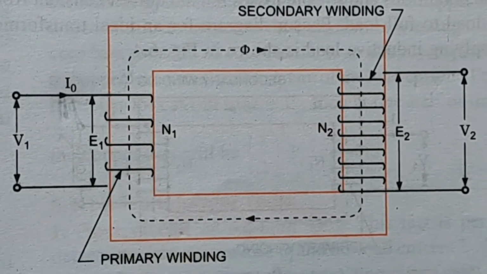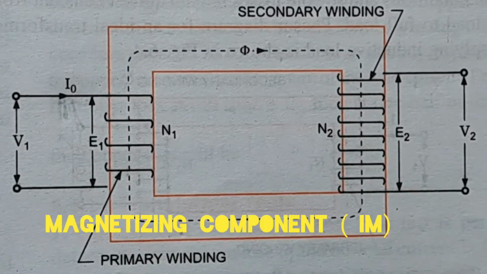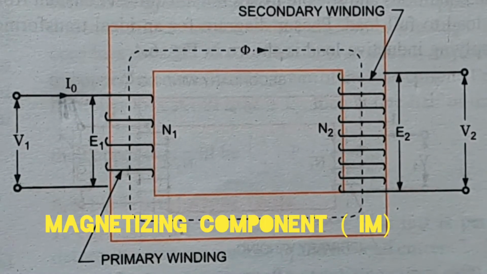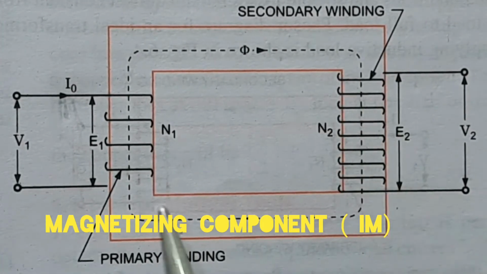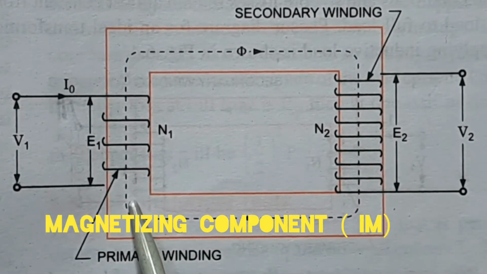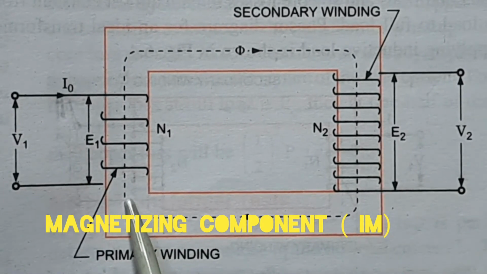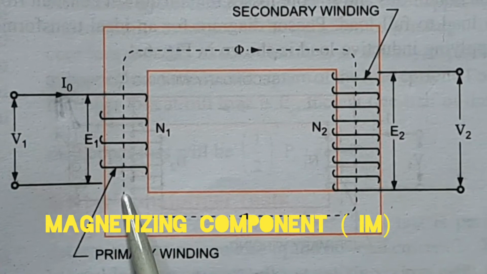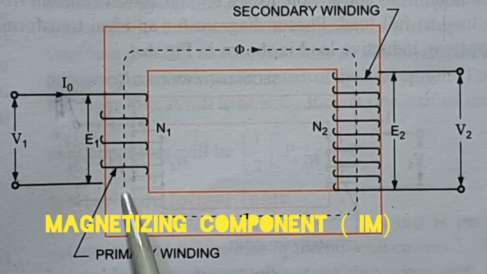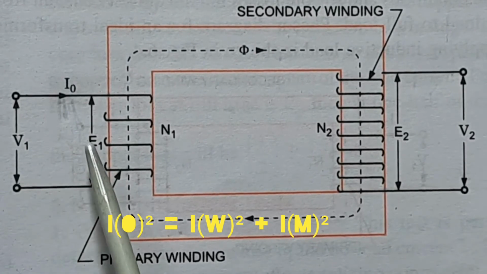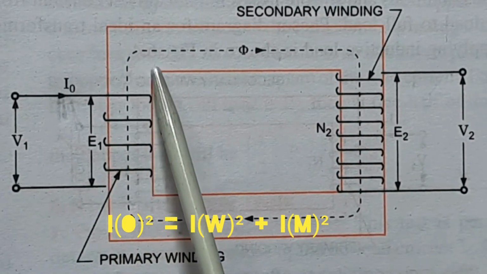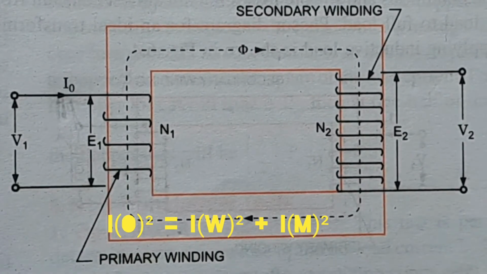Now let us talk about the second component. Second component is magnetizing component. The magnetizing component is to magnetize the core, or we can say magnetizing component produces the flux in the core. So I0 is the vector sum of two components, I working and I magnetizing.